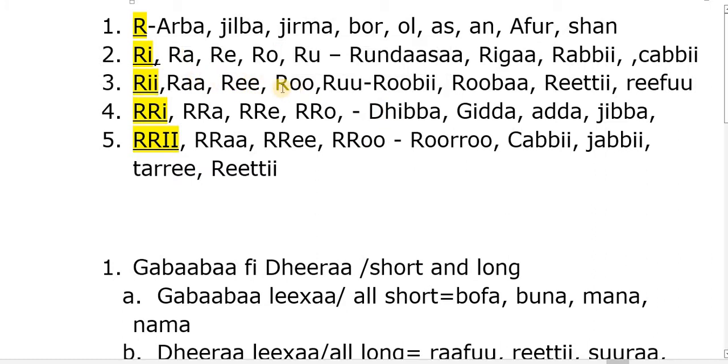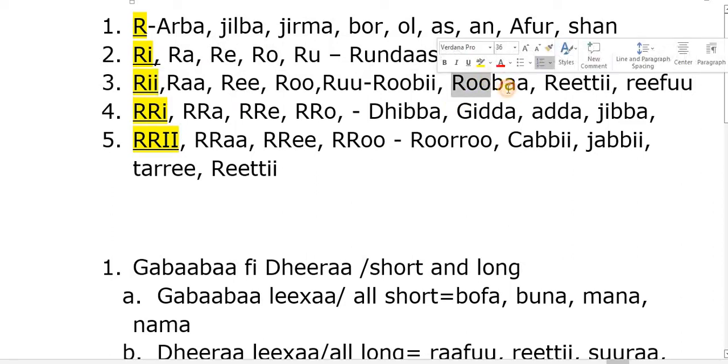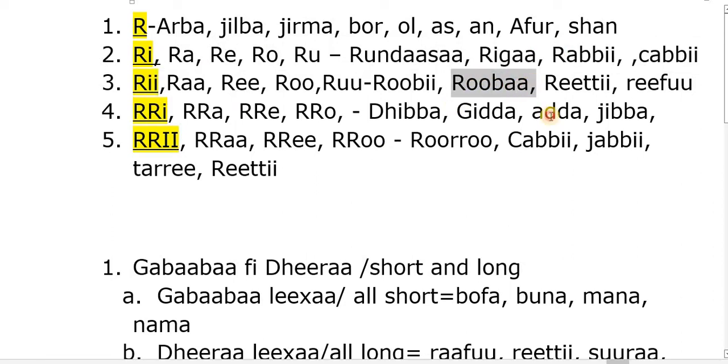Ra, re, ro, ru, like that. We stay longer on them. Ro, bi, both of them are long. Ro, bi. That's why we double vowels, to indicate that we stay longer on them when we talk or when we read. So roba, the same, roba, reti, reti, refu. So we stay a bit longer than we stay here.